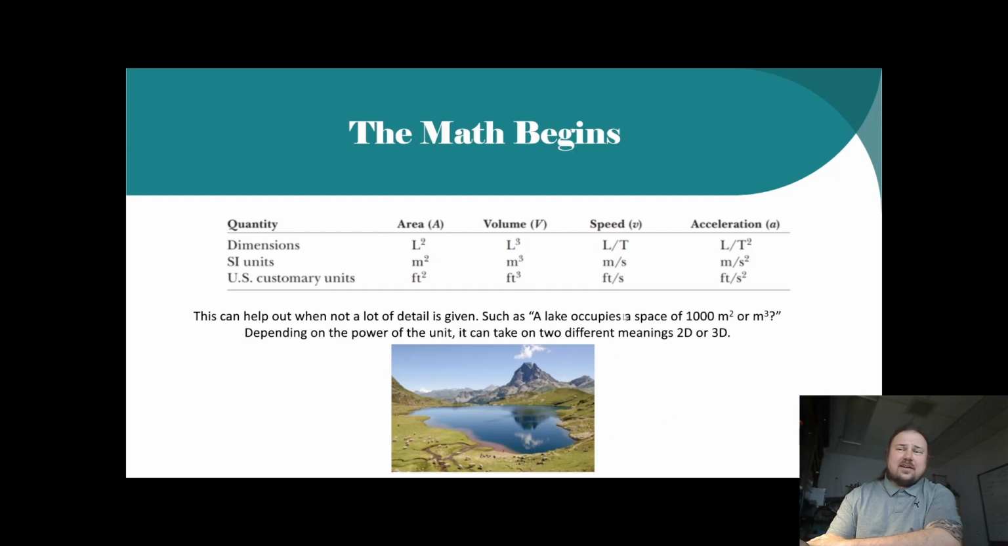Whereas if it said that it occupies a space of 1,000 meters cubed, then we would be talking about a volume, a three-dimensional volume. And that it's not just the surface area, but it includes all the water inside. So now it's a volume of water. So things like that, just knowing your units and what's going on in the problems, can really help out and make things less challenging, less complicated.